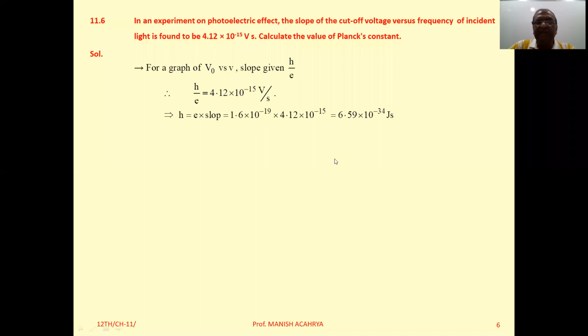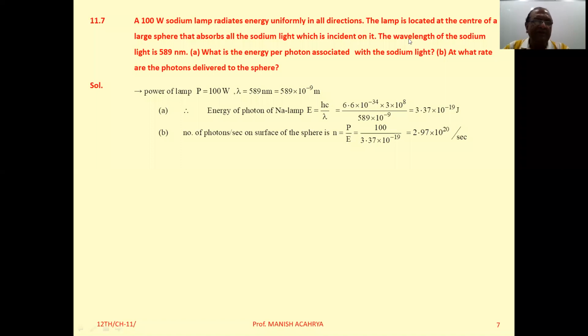So h by e is given to you, 4.12 into 10 raised to minus 15 volt second. Now very simple, h equals e into slope. e is 1.6 into 10 raised to minus 19. Slope is given to you. Solve it, you will get the answer 6.59 into 10 raised to minus 34 joule second. Clear? Next, that is 11.7.